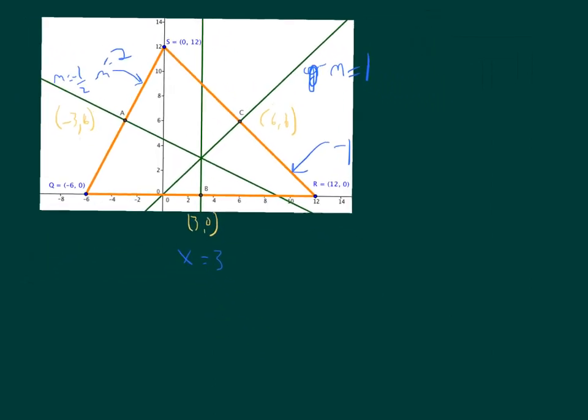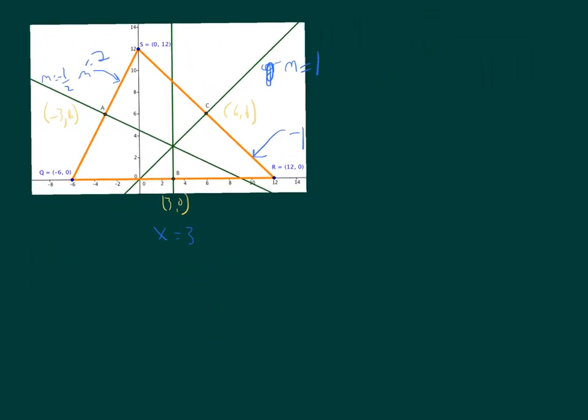So let's write these equations. We've got one of them. x equals 3 is one of the three equations. This one here, the one through C, is really easy because it goes through 6, 6. It's got a slope of 1. So it's just y equals x, which at this point we kind of know where that intersection has to be. It has to be at the point 3, 3 if y equals x, because that's contained in both of those.